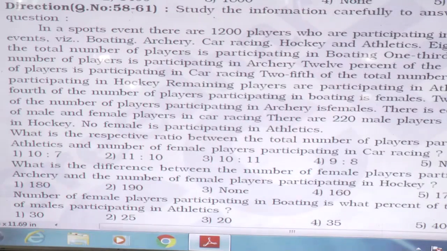Next, the number of female players participating in boating, 24, is what percent of the number of male players participating in athletics? Athletics, male 80. 24 is what percent of 80? 10% of this number is 8, 20% is 16, 30% is 24. 30%.